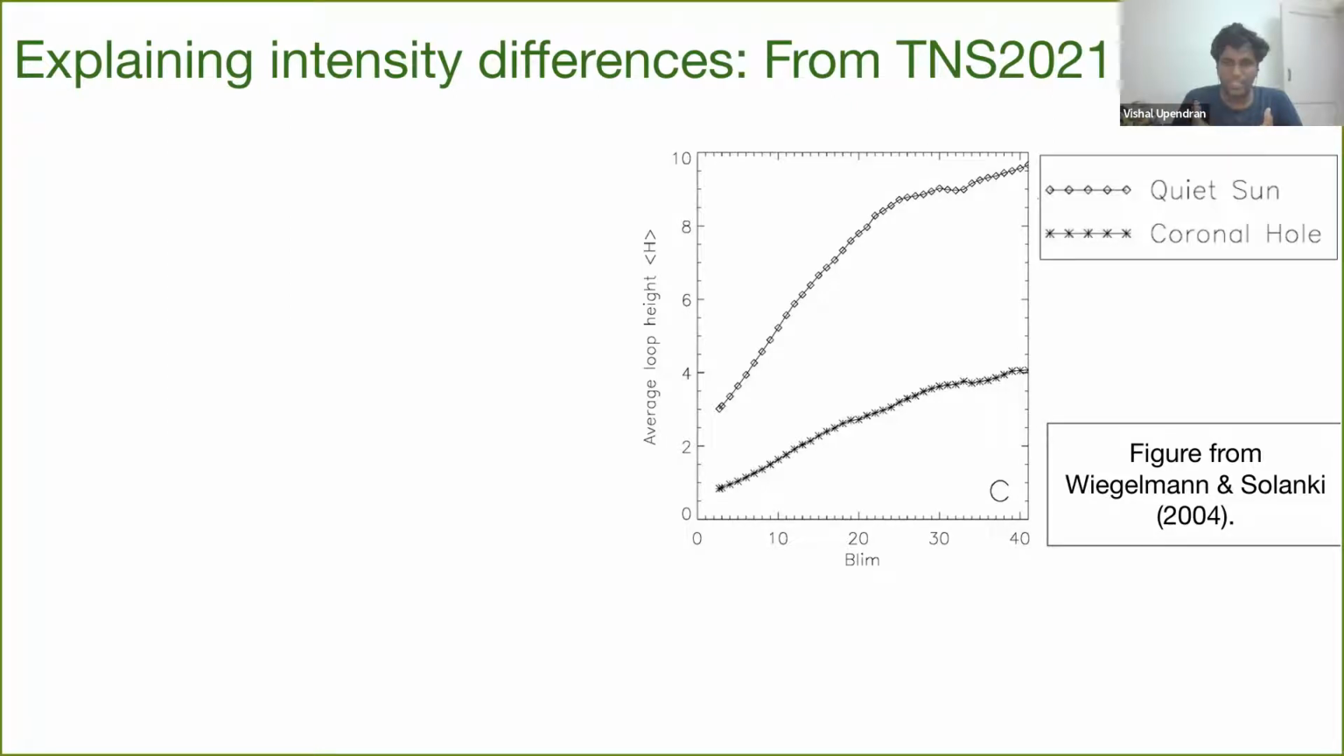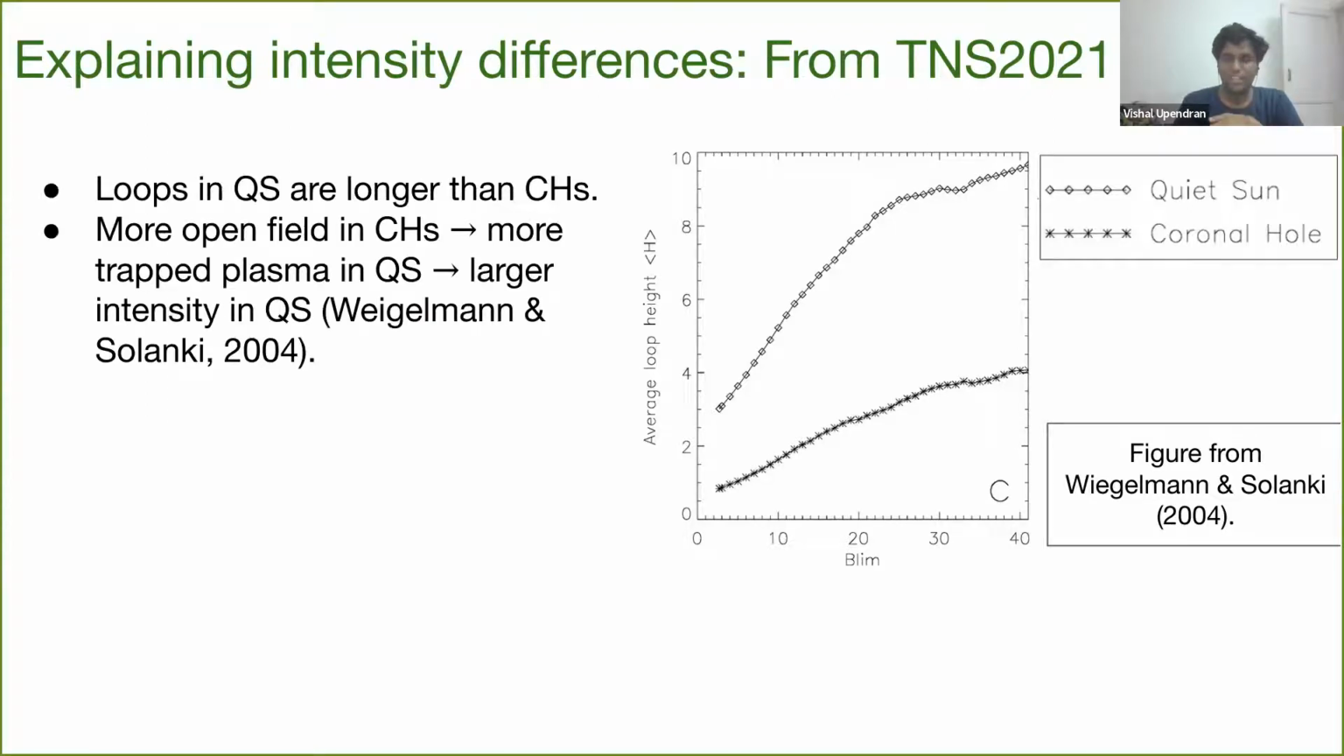And this plot that I show you here is very reminiscent of the intensity difference plots that I have shown you earlier for various lines. So if you assume that the intensities in different lines as a function of magnetic field is basically a function of loop height, then this kind of a result, which follows from a scaling relation, can explain the intensity differences. Or in other words, you have more open field in coronal holes, which means there is more trapped plasma in quiescent, and the intensity in quiescent is larger when compared to coronal holes.